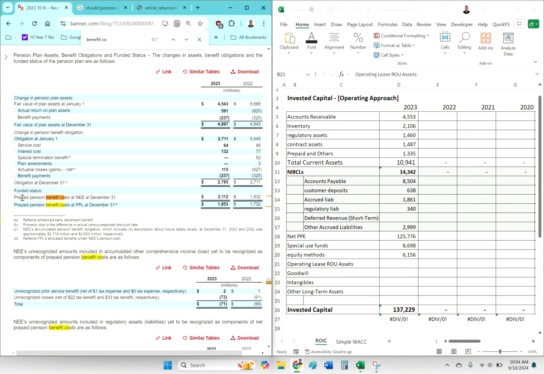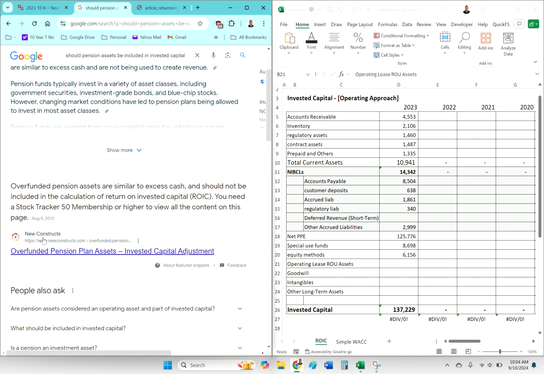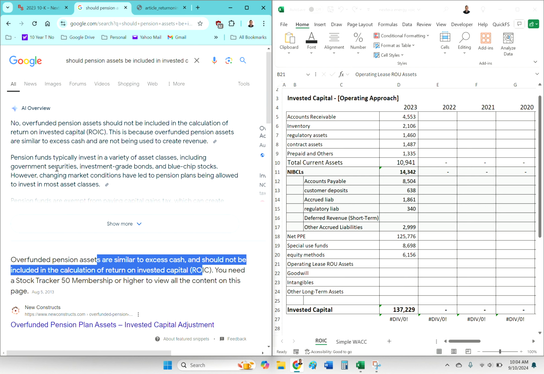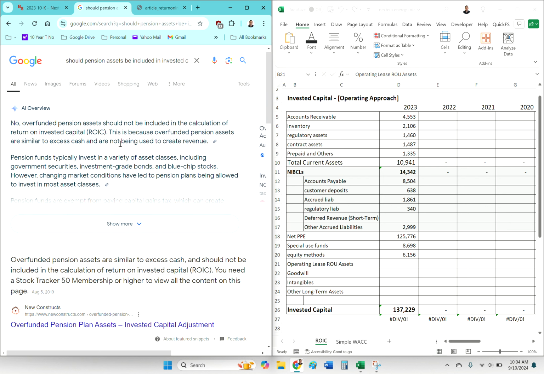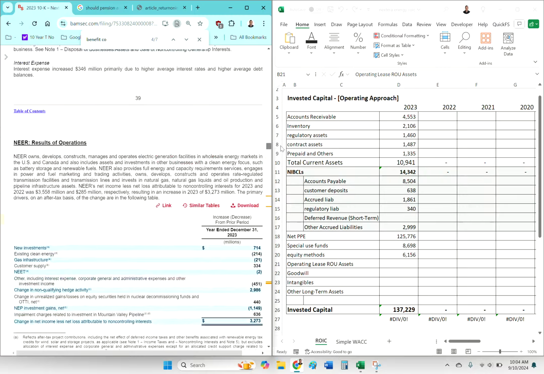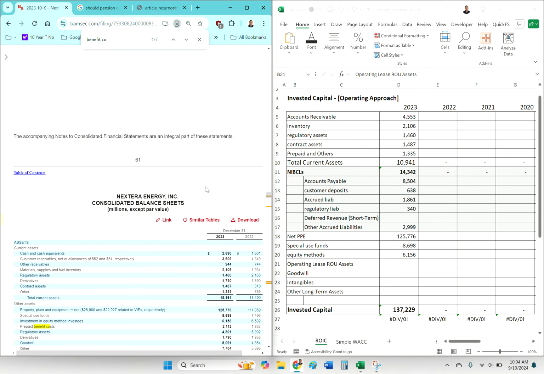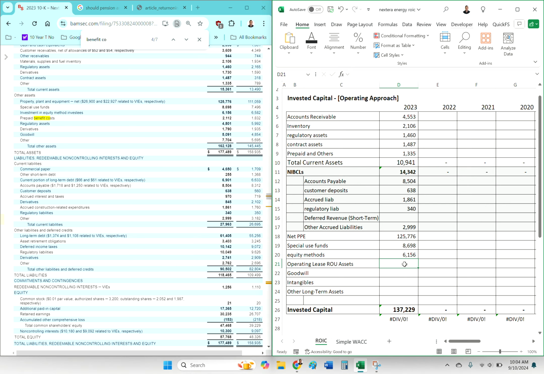So this is related to pension benefit. I couldn't remember, so I had to Google, should pension assets be included in invested capital? One of my favorite teachers, New Constructs, said they are similar to excess cash, should not be included. Google AI also says because they are similar to excess cash, they're not being used to create revenue. So I kind of read that like, okay, not part of the core operations of the business. And so we are going to not include it in our operating assets. So that covers that part.